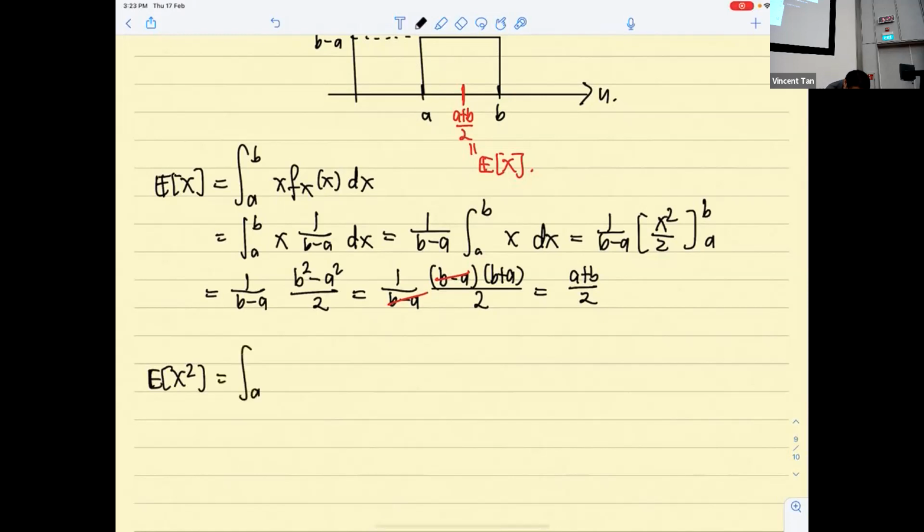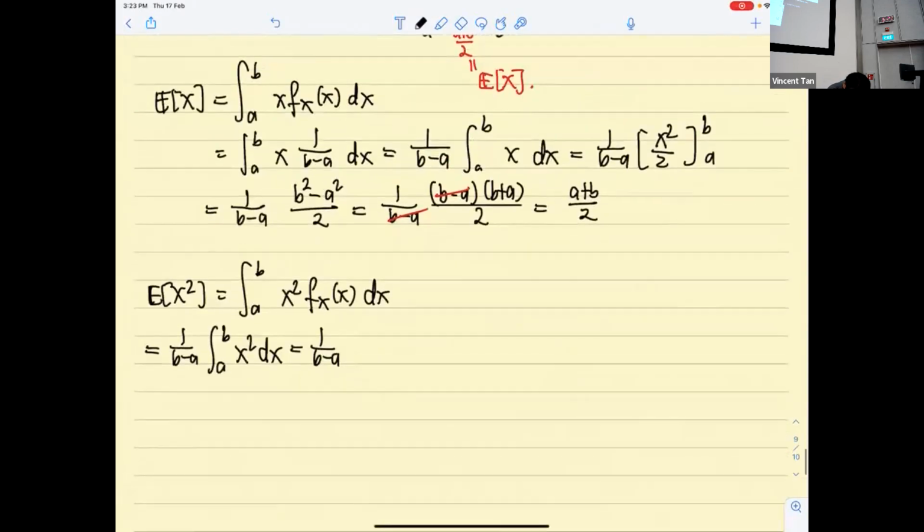So that is the integral from a to b of x squared f_X(x) dx. But this f_X(x) is constant. It's 1 over b minus a, and x squared dx. Because f_X is constant on this interval, I can bring it outside, so we have 1 over b minus a. Here we are going to integrate x cubed over 3. So now what we have is (b cubed minus a cubed) over 3(b minus a).